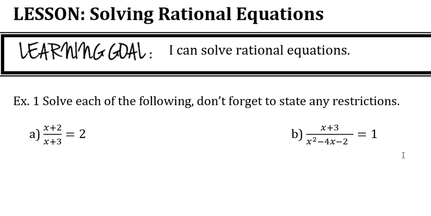So to solve a rational equation, it's not too different. It's very similar to how you've solved equations with fractions in the past. Basically, we're going to multiply by common denominators to clear out the fraction.